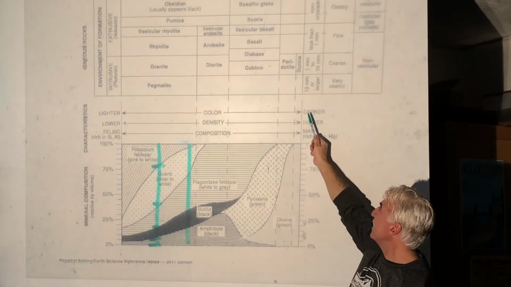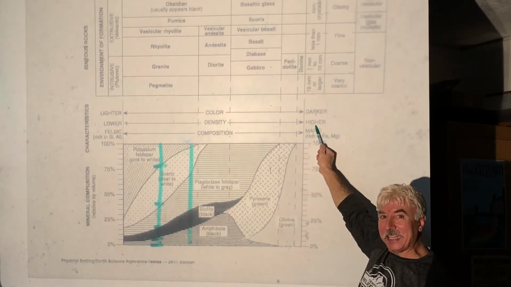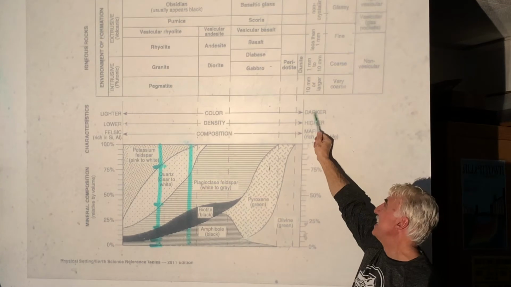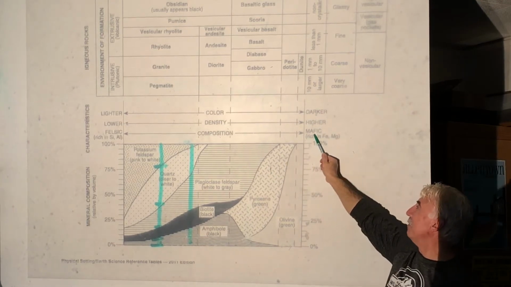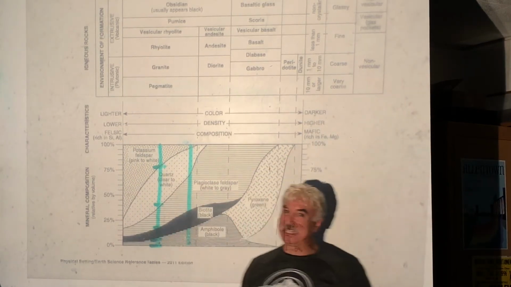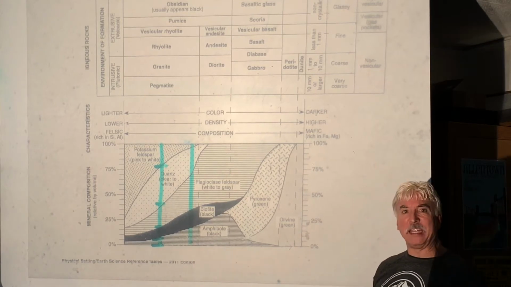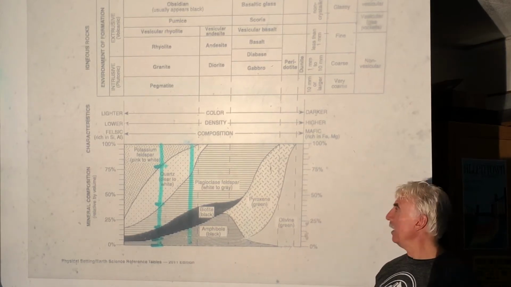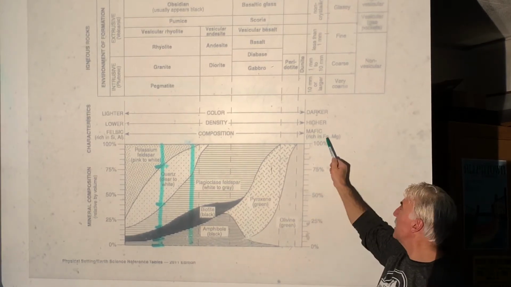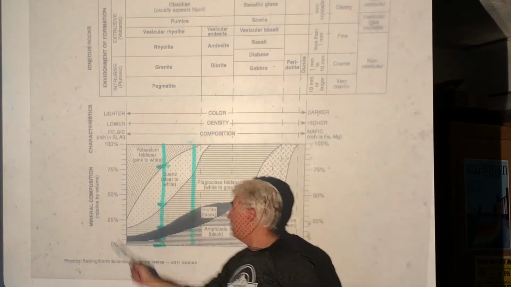Guess what density it's going to be? It's going to be high. Guess what color it's going to be? It's going to be dark green. And guess whether it's going to be mafic or felsic? It's going to be mafic. Will it contain magnesium or aluminum? Hello, it's on this side of the chart. It's going to contain magnesium, not aluminum.